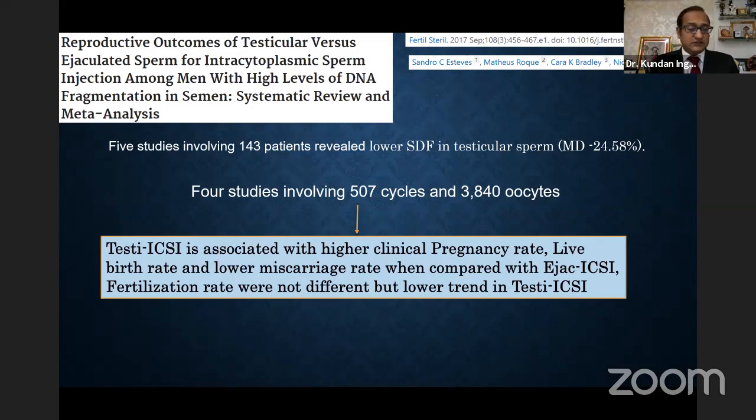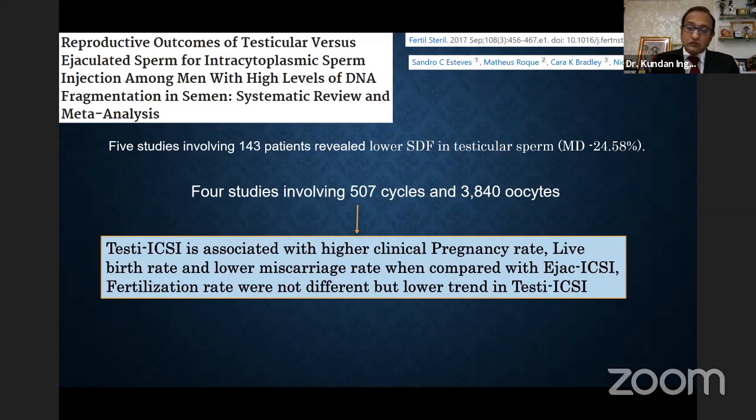They concluded that testicular ICSI, that is ICSI done with the sperm from testicular biopsy, is associated with a higher clinical pregnancy rate as well as live birth rate, and also a lower miscarriage rate when compared with ejaculated ICSI, meaning ICSI done with sperm sourced from the ejaculate. Fertilization rates were not so different, but there was a slightly lower trend in testicular ICSI. This was found in this particular systematic review.